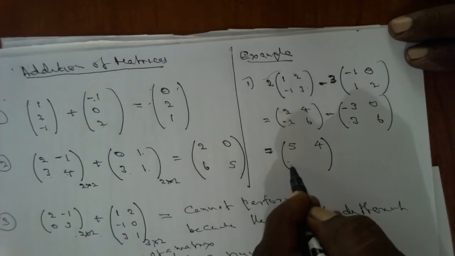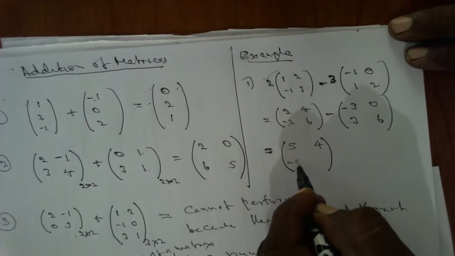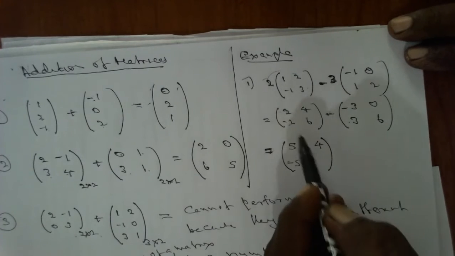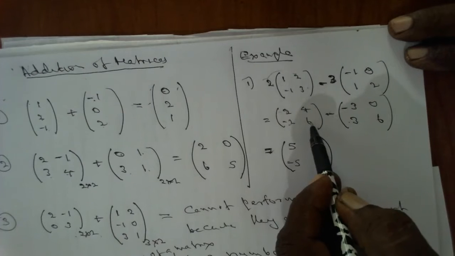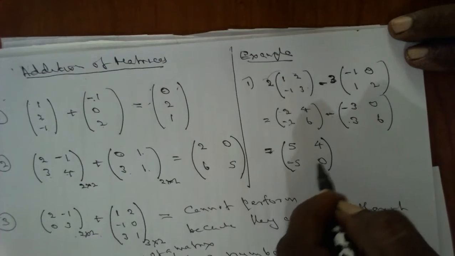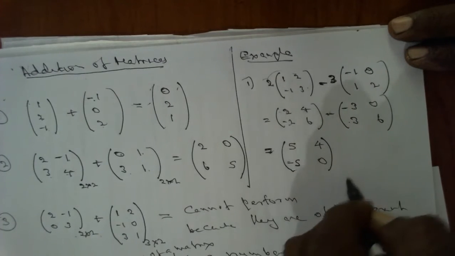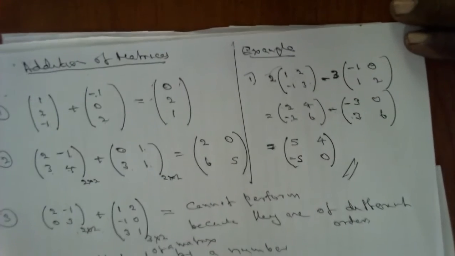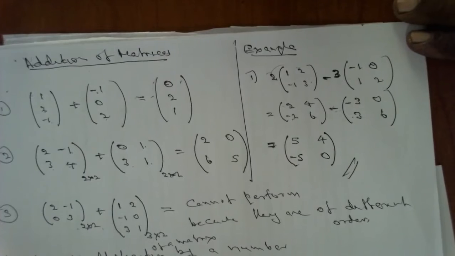1. Minus 5. Oh yeah, that is minus in between, yes. 6 minus 6, 0. It's 0. Okay. So you can simplify like this.